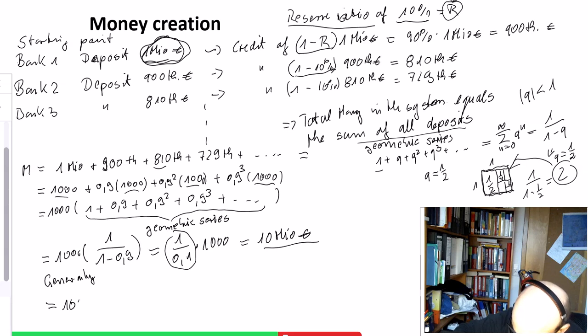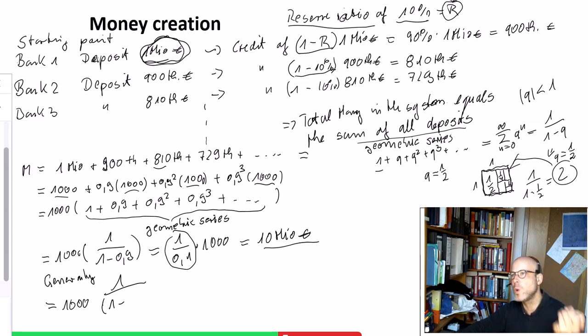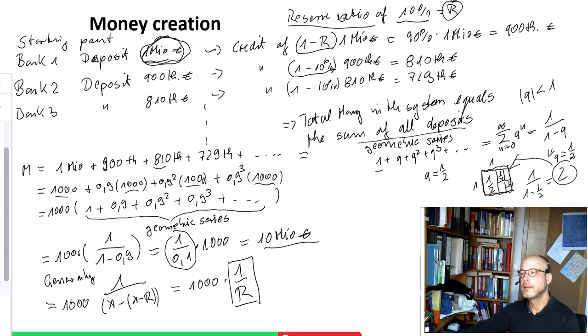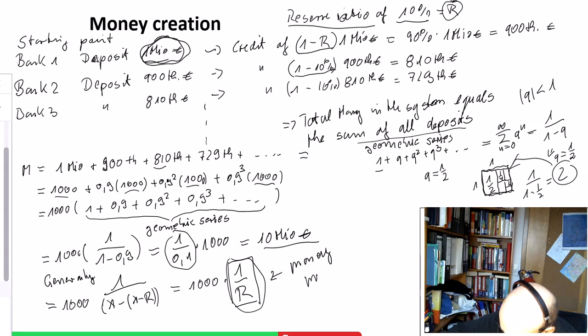Then we would obtain 1000 times 1 over 1 minus, and now be careful. How did we obtain the 0.9? We obtained it by 1 minus the reserve ratio. So 1 minus R equals the monetary base times, and this then cancels, 1 over R. So this is then the money multiplier. This is, so to speak, our monetary base, 1 million.